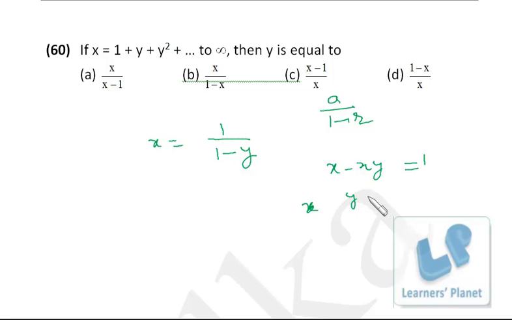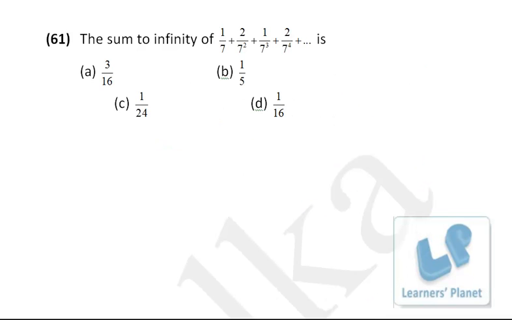So y is equal to x minus 1 upon x. Okay, so y is equal to x minus 1 upon x. I hope you are clear. Now see this, the sum to infinity. This is the sequence. Now you can see first, third term is similar, second, fourth is similar. That means this is actually the combination of two geometric progressions. The first one is going like this, and the second one is going like this.